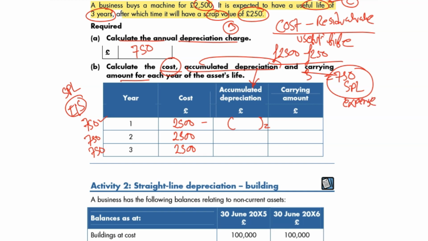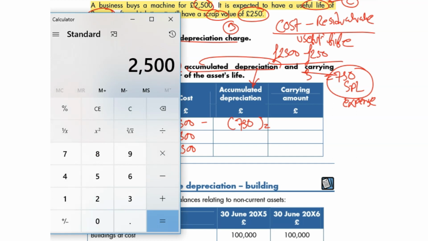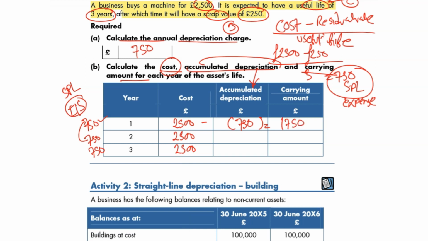Later chapters need this idea, so stay focused on this video. But what is accumulated? Accumulated means when you add first year with second year, you get accumulated depreciation for the second year. First year there is nothing to accumulate because there was no depreciation from last year. So 750 is your accumulated depreciation. So 2,500 minus 750, you get 1,750 as your carrying amount.